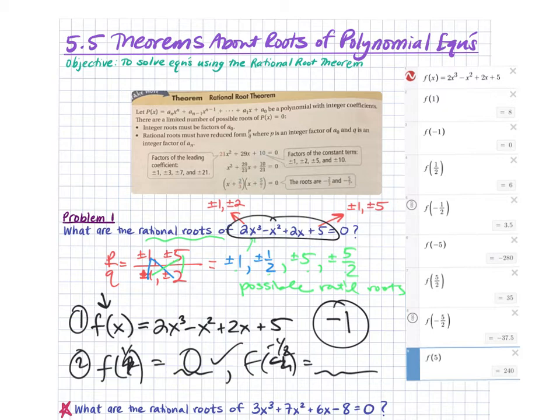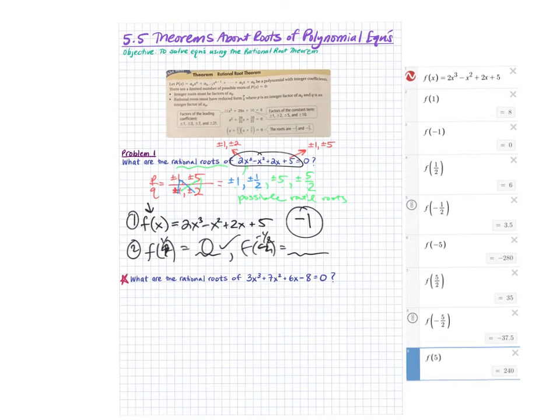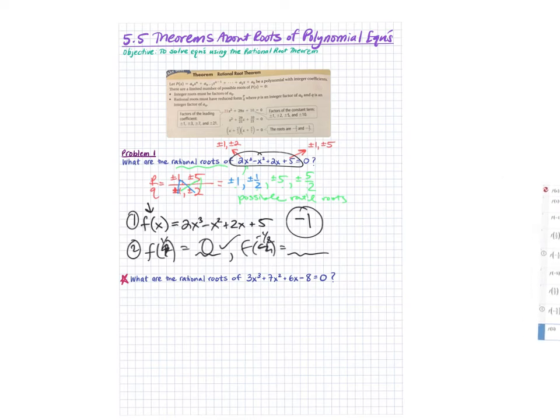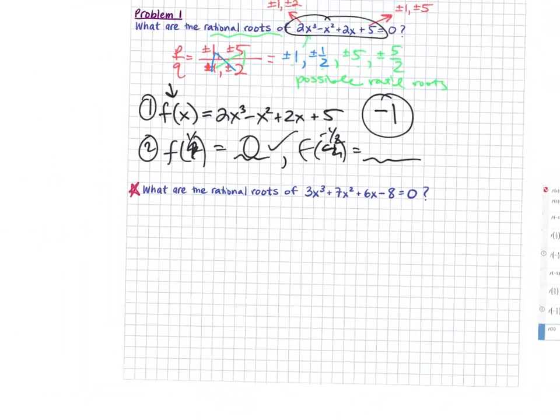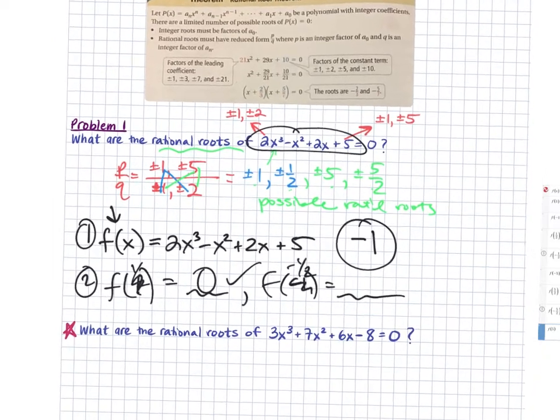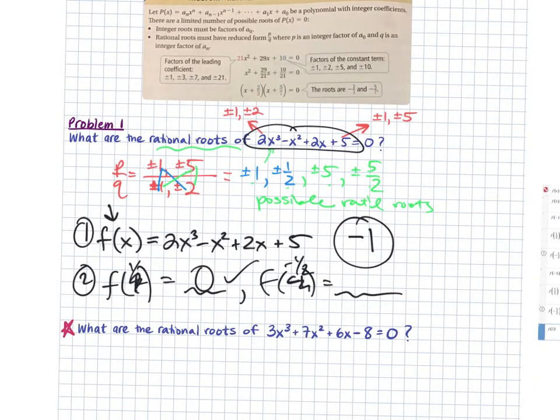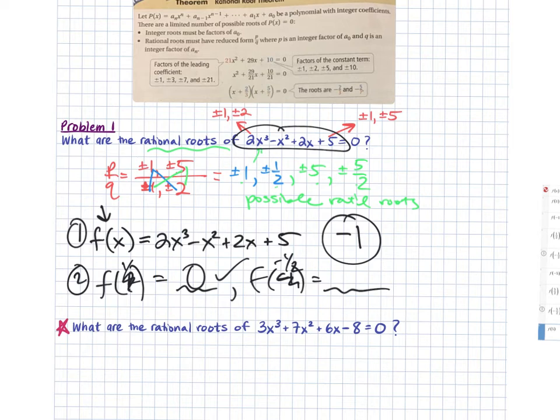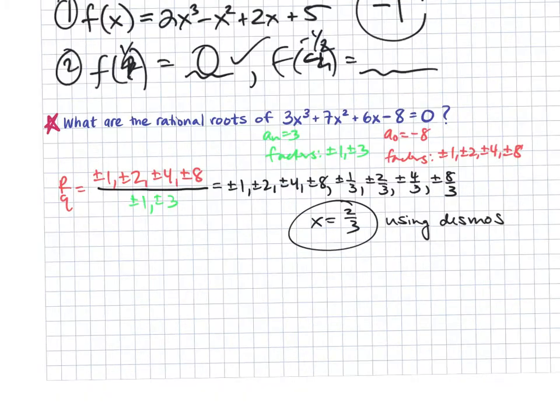Let's get rid of this. Why don't you try this one on your own? I'll leave this up so you can push pause to figure out the possible rational roots, and then go into Desmos and see if you can find the rational roots of this function here. Press pause and then check back for the solution.